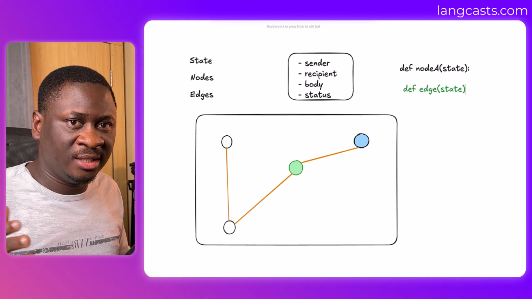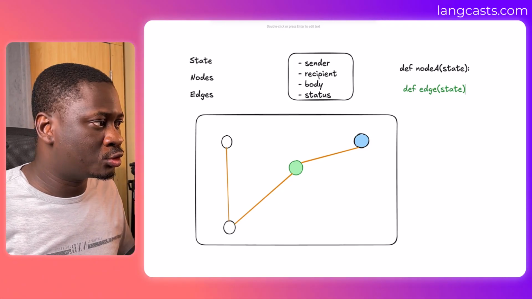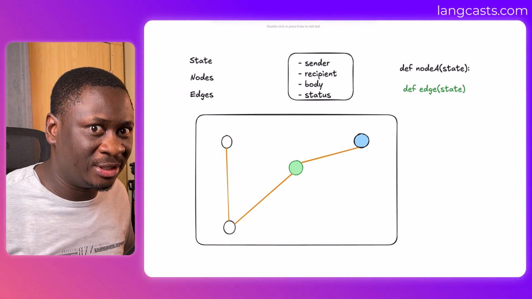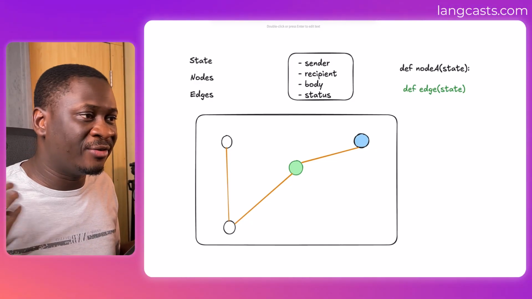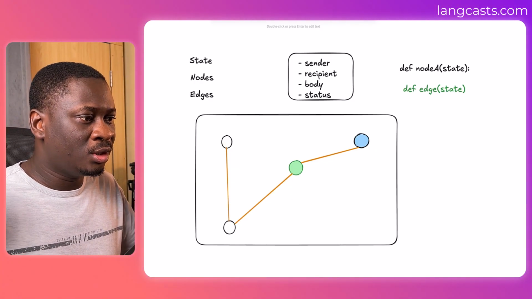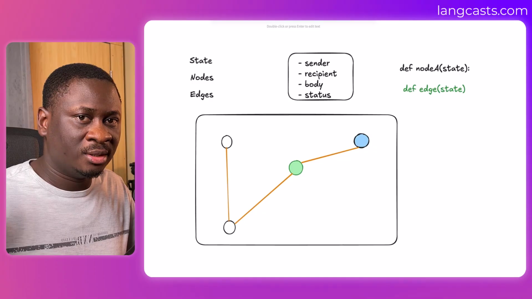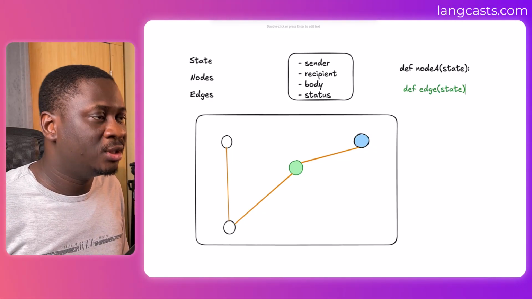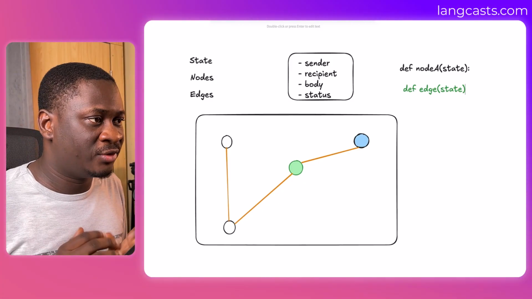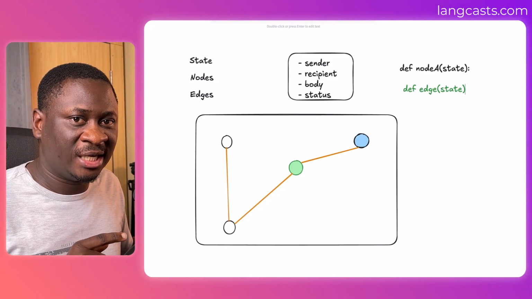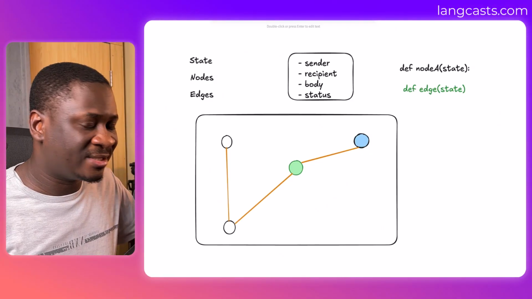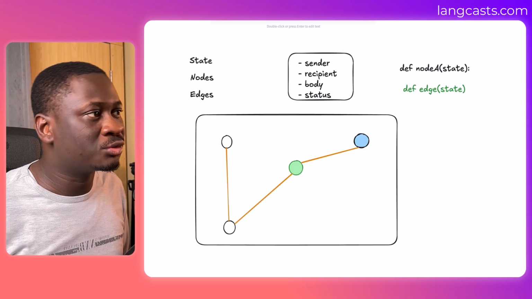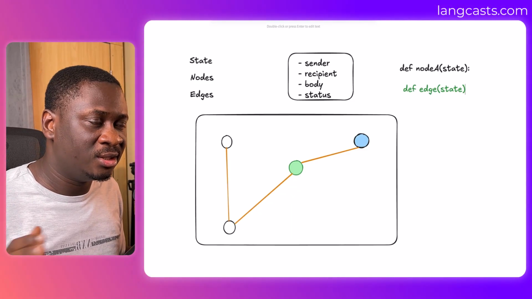It will be good to check if the email has been drafted before we go to the node that sends it, because you don't want to send an email that doesn't contain a body. So you can have a condition that checks: is the body property in the state not null? Is it not empty? If it's not empty, then you can direct yourself to the node that sends the email. If not, you go to the node that drafts the email. So that is one of the things you can do conditionally with edges.